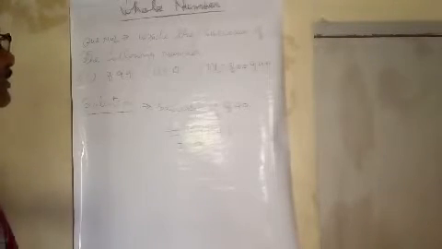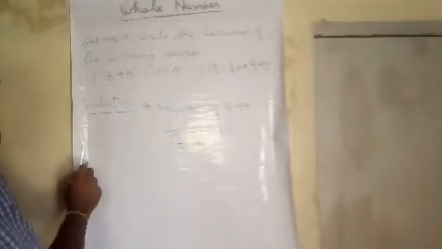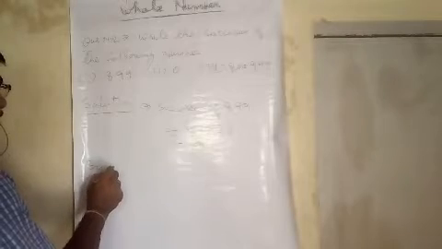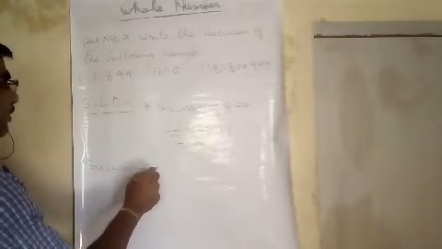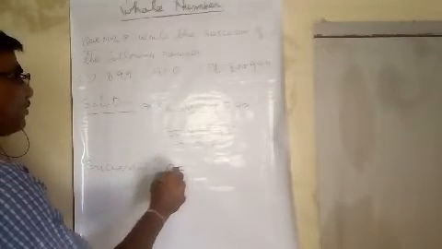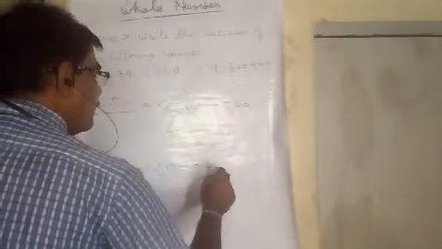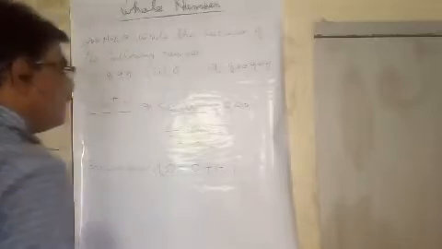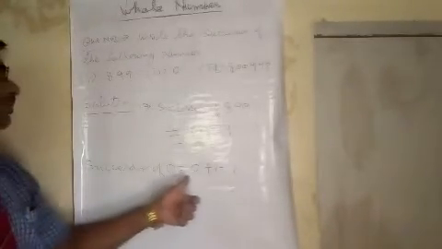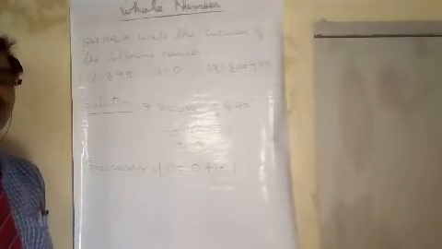Now we have to find the successor of 0. Successor of 0 equals 0 plus 1 equals 1.